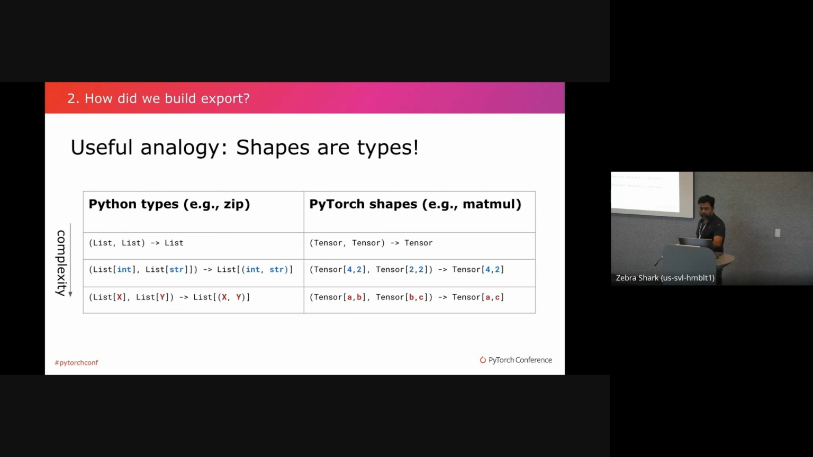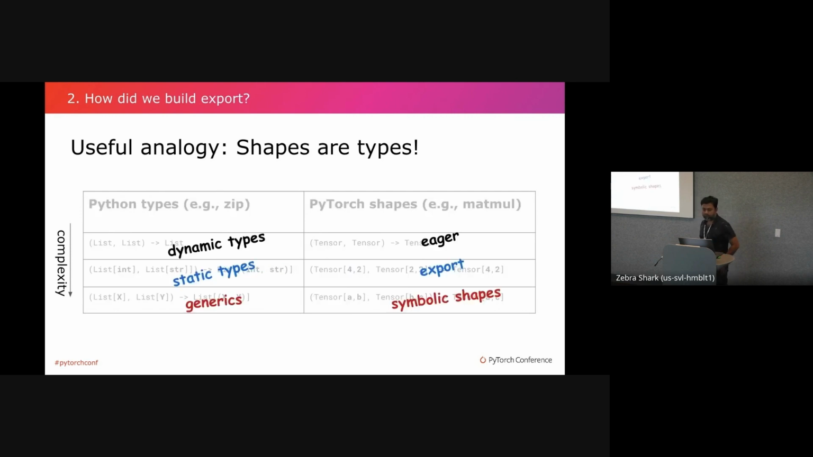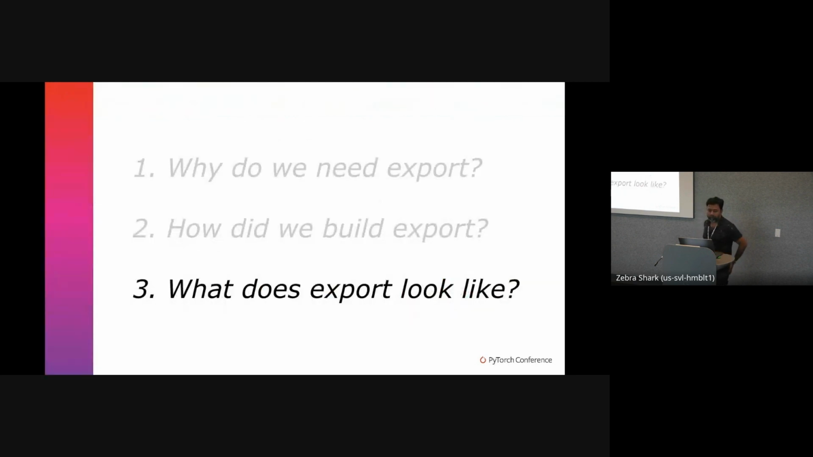So this is the analogy, something maybe to think about: in eager mode, we are dealing with dynamic types and we are okay recompiling your code. For export, the default is that we'll do static type inference, or the equivalent of that, based on your example inputs. And if you want more, then the user specifies how to generalize the shapes, and you can use symbolic shapes. All right, so hopefully that's enough whetting of appetite.